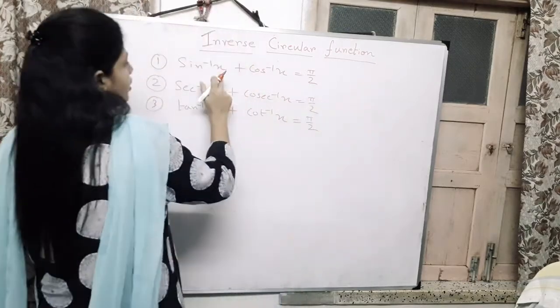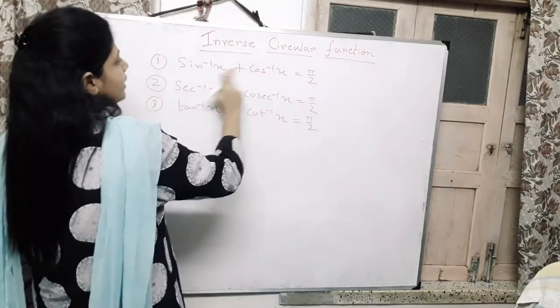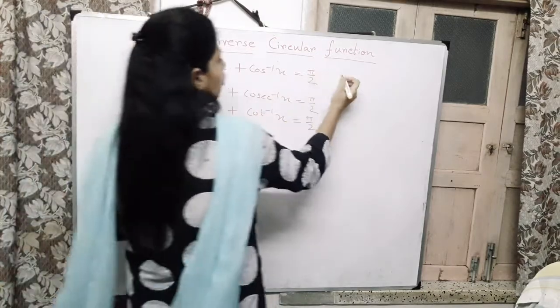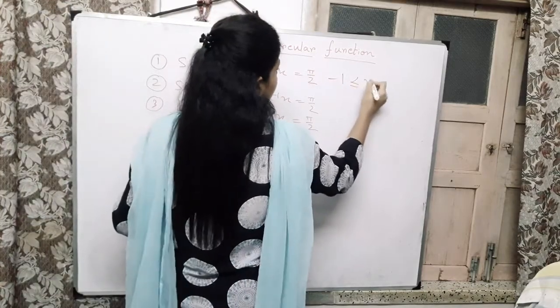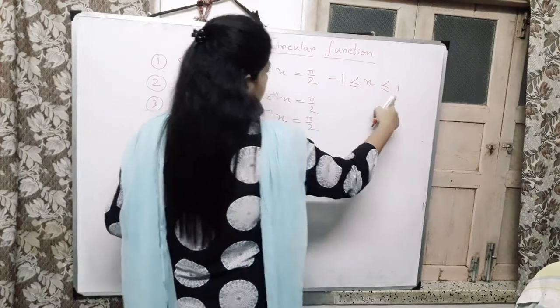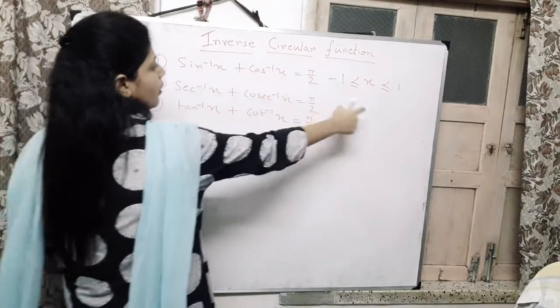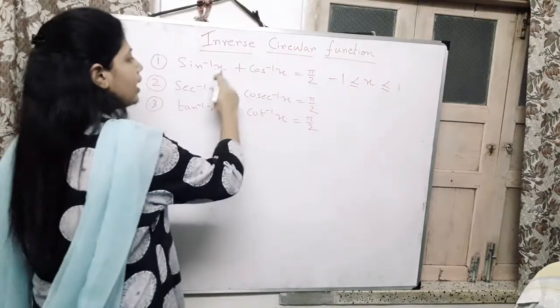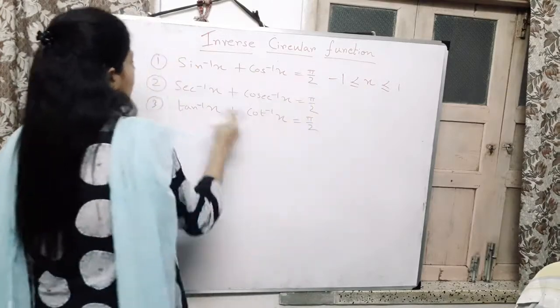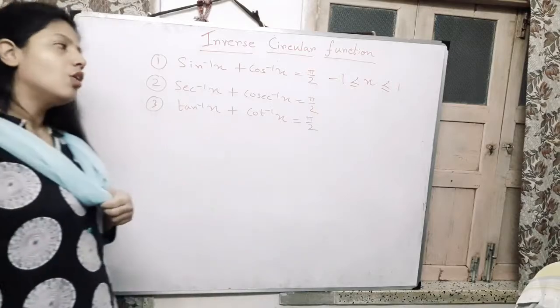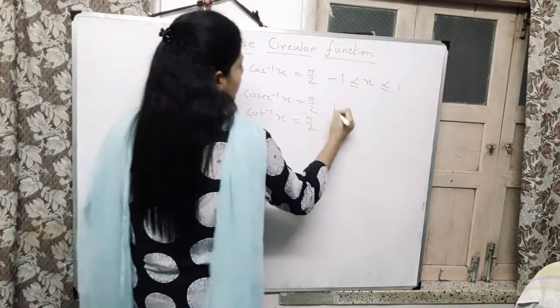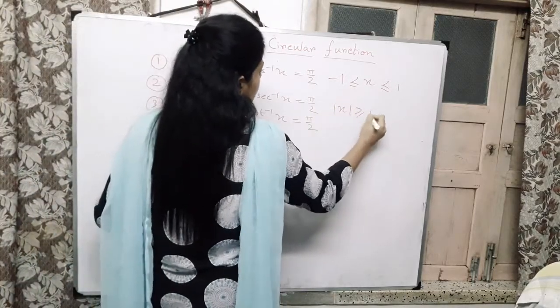Before that, I have just told the range of sin and cos: minus 1 less than or equal to x less than or equal to 1. Why x? Since I have written x here, it is x. If we write y, it will be y. Now in case of sec and cosec, what is the region of that? Mod x greater than or equal to 1. Why?